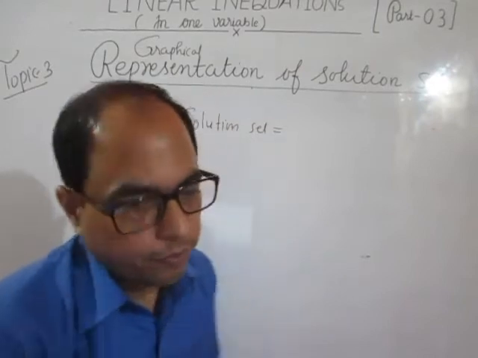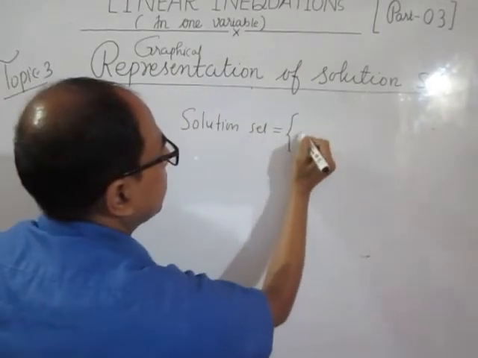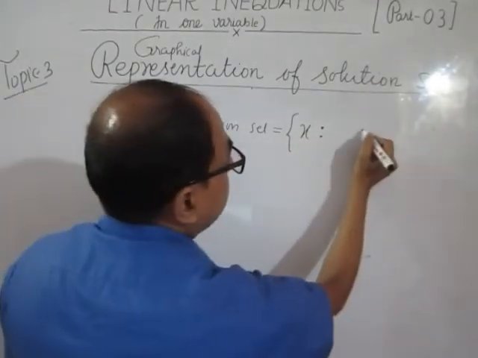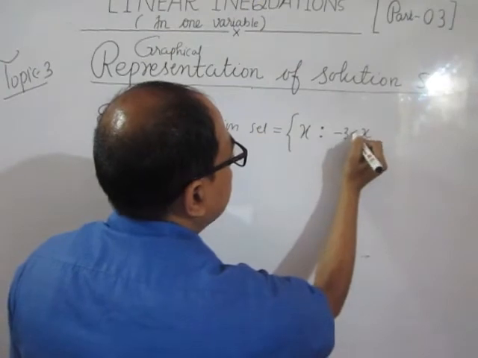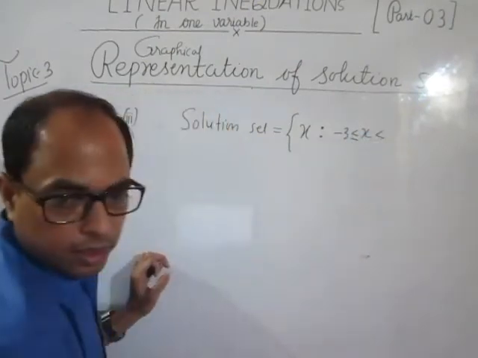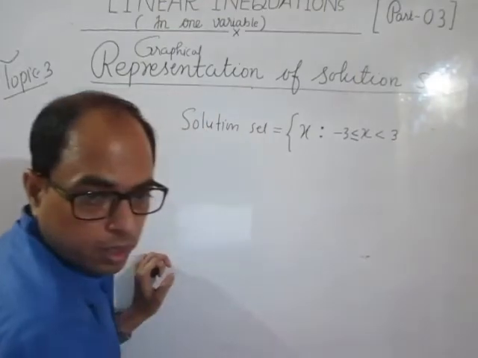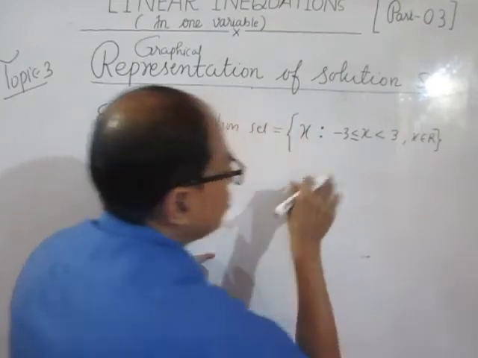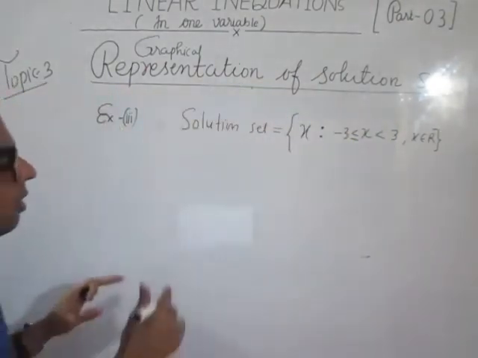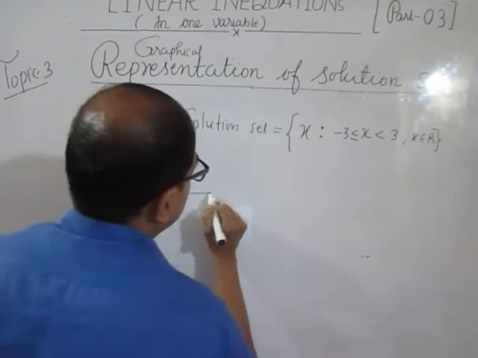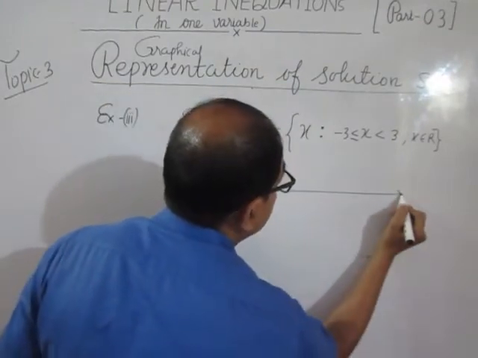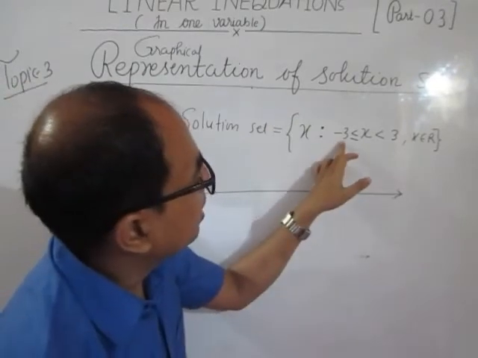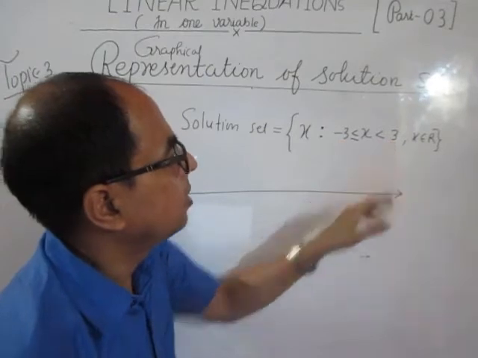Third example. Suppose you are getting solution set x such that x is greater than or equal to -3 and less than 3, and the replacement set is x belongs to real numbers. Suppose you are getting this solution set in any question and we have to plot this solution graphically. So draw a number line, put arrow at both ends, compulsory. Now here on the left side the end point is -3 and on the right side the end point is +3.